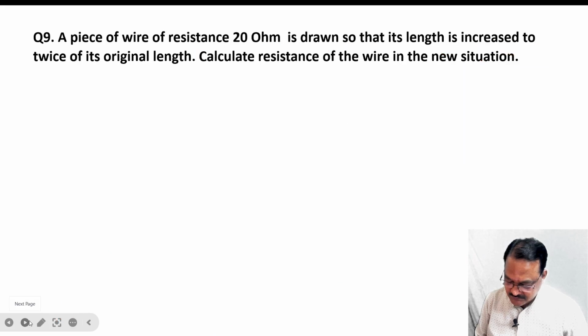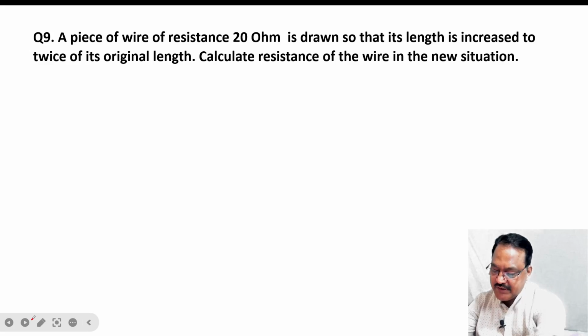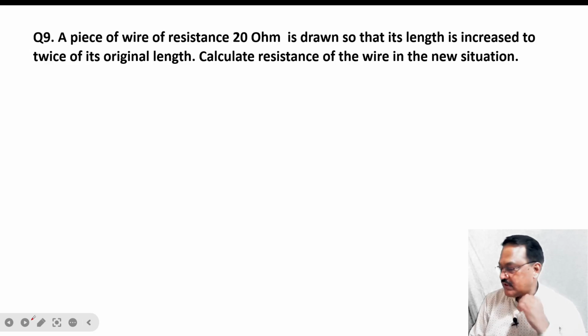Okay, next question. A piece of wire of resistance 20 ohm is drawn so that its length is increased to twice its original length. Calculate the resistance of the wire in the new situation. Okay, very fine.